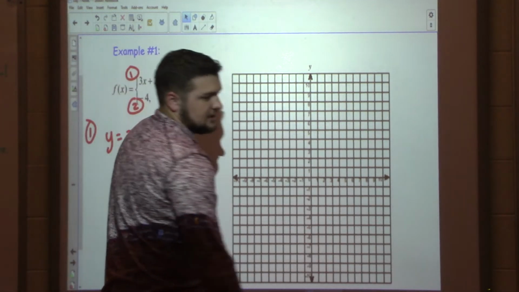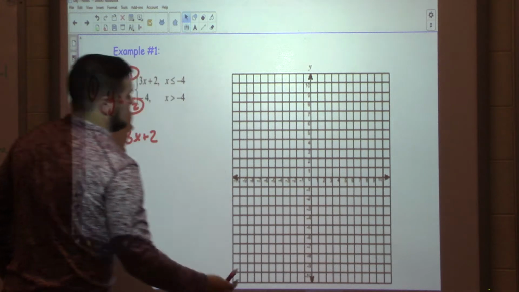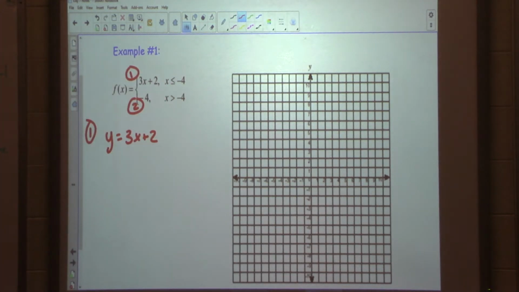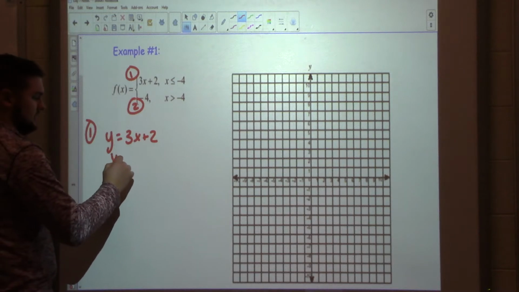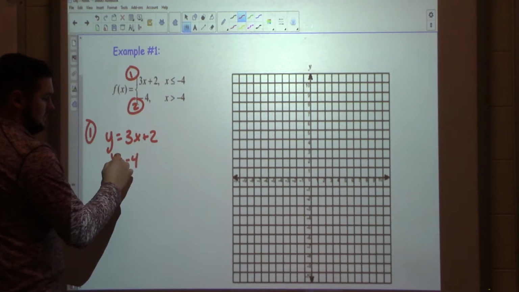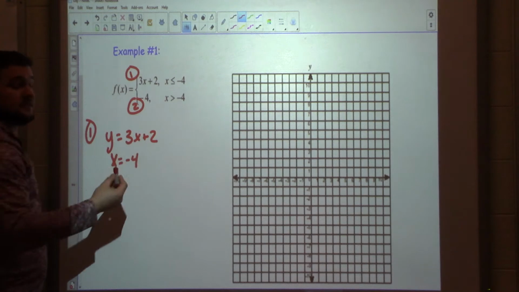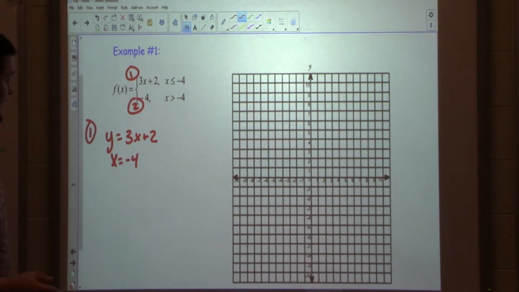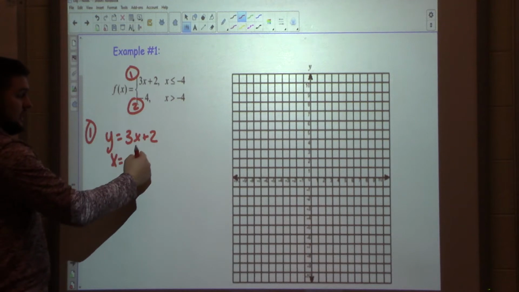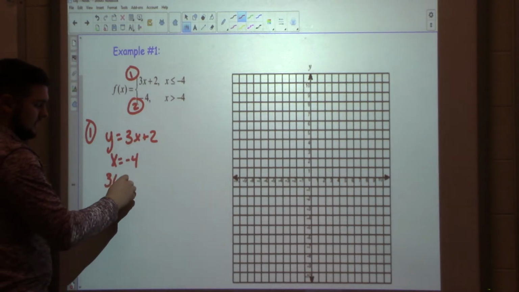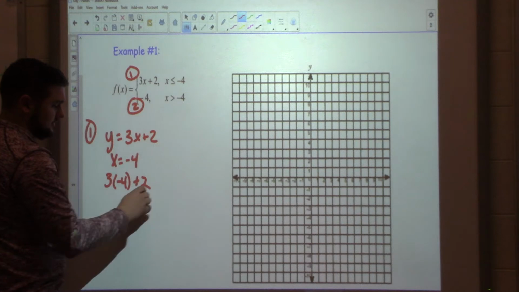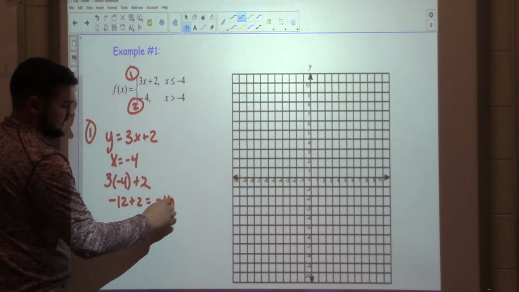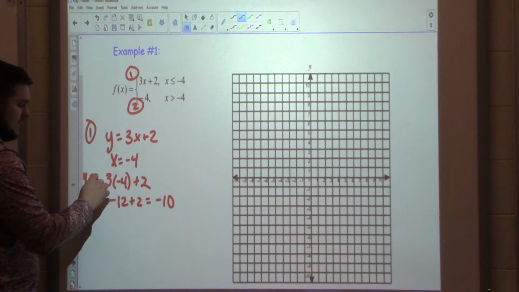What I'm going to do is take my endpoint, in the same color, of -4, and let x equal -4. I'm going to plug it in to find my y value. I'm going to look for 2 points. That's all I need to draw my line. One of them is going to be the endpoint. So -4 plugged in: 3 times -4 plus 2. I get -12 plus 2 is -10. So that's what my y value is.